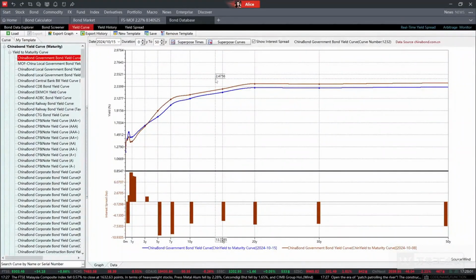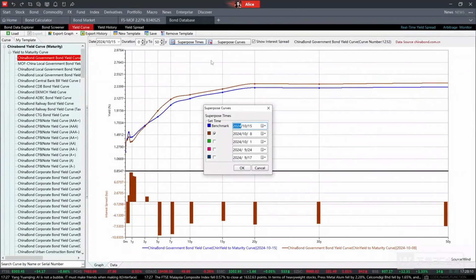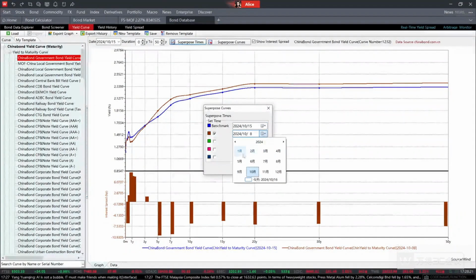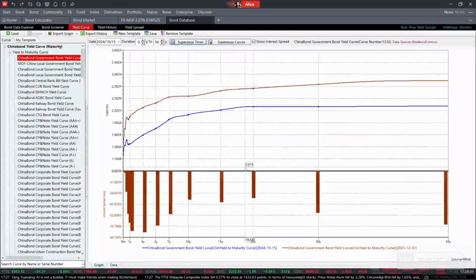The first one is the superimpose time function, which means that one curve may change between different times, right? So right now, once we click superimpose time, we can see the blue line is today's yield curve, and I can compare it with another curve, right? For example, if I want to compare such a result with January, the beginning of the year, then I can choose the date I want, then press the OK button. Then we can see there is exactly a great change between them.